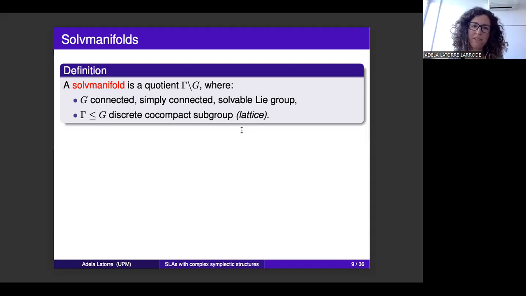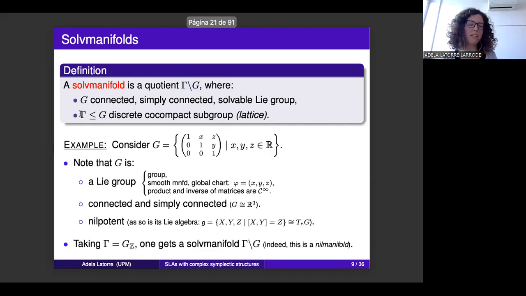And solvmanifolds are one of these cases, because a solvmanifold is defined as a quotient of a connected, simply connected solvable Lie group by a discrete subgroup, which makes this quotient compact. This is what we call a lattice, right? And if you want to have an example in mind, this would be an easy one, let's say.